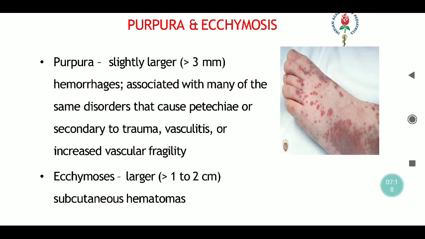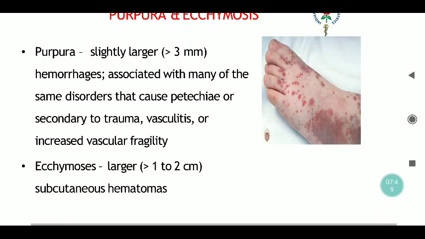Now coming to purpura and ecchymosis, purpura are slightly larger hemorrhages, size defined as more than 3 mm, and is generally associated with the same conditions that are associated with petechiae, and often are secondary to trauma, vasculitis, or increased vascular fragility. So to put it in simple terms, a petechia can evolve into purpura, and ecchymoses are larger than purpura also, and the size is generally 1 to 2 centimeters, and it's a result of subcutaneous hematomas.